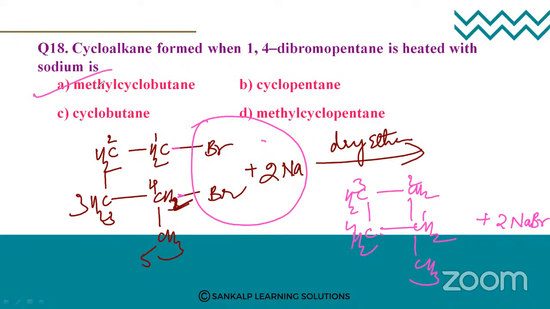So which cycloalkane is formed when 1,4-dibromopentane is heated with sodium? I have written the structure for 1,4-dibromopentane: 1, 2, 3, 4. So this will get eliminated with 2Na and the ends will get rejoined. This is also an example of a Wurtz reaction. So this is another Wurtz reaction. We'll go for the next question. I hope you have understood it.